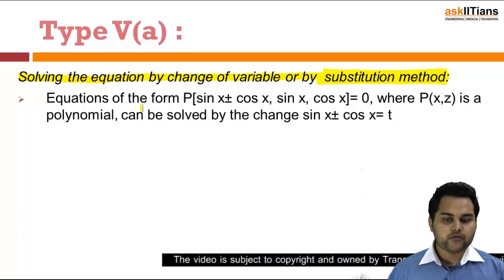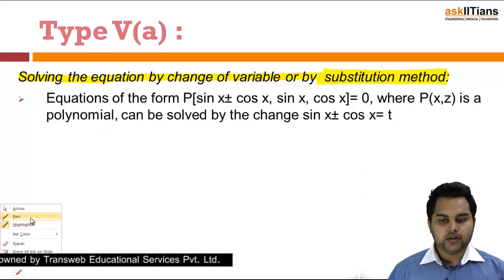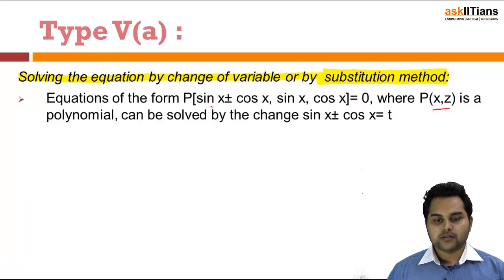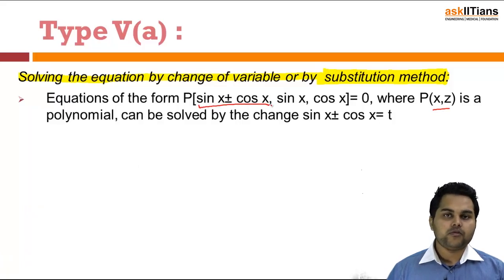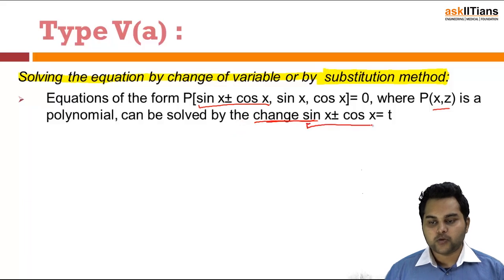Suppose the equation is of the form of a polynomial p in terms of sin x and cos x, where I have the polynomial of the form sin x plus minus cos x, or just sin x into cos x, is equal to 0. So that is a trigonometric equation. That can be solved by substituting sin x plus minus cos x is equal to t.